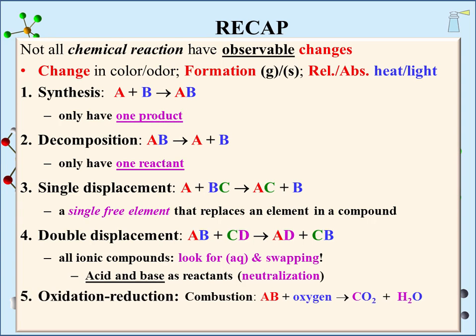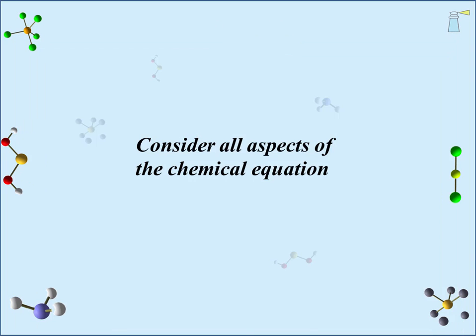The final reaction type is the Oxidation-Reduction Reaction, or redox. We only covered one subtype, and that was the combustion. AB reacts with oxygen to produce CO2 plus H2O. Having molecular oxygen as a reactant and CO2 and H2O as products are the hallmark of this reaction. And that concludes the lecture on reaction type. When handling reactions, consider all aspects of the chemical equation. Blend your foundation with new learning.